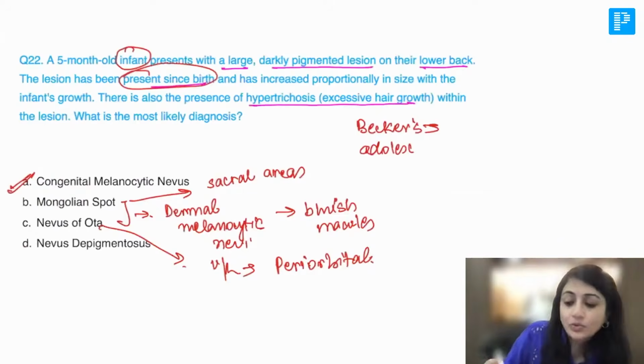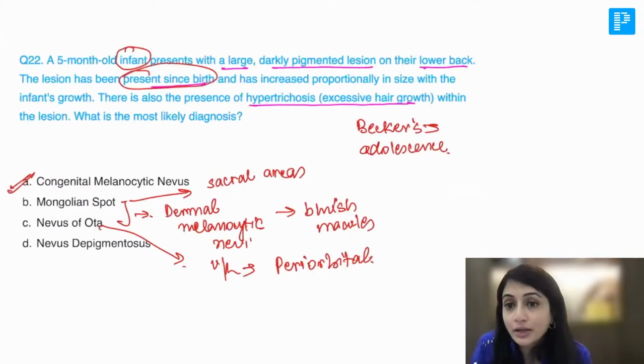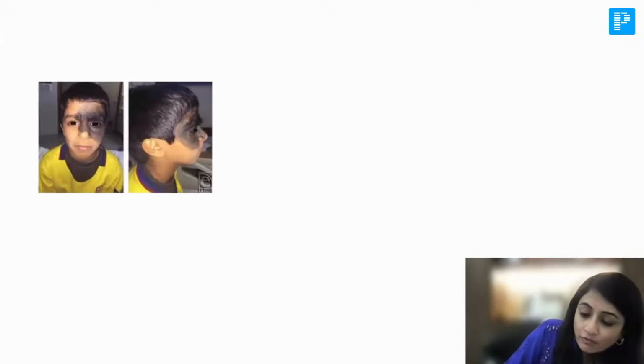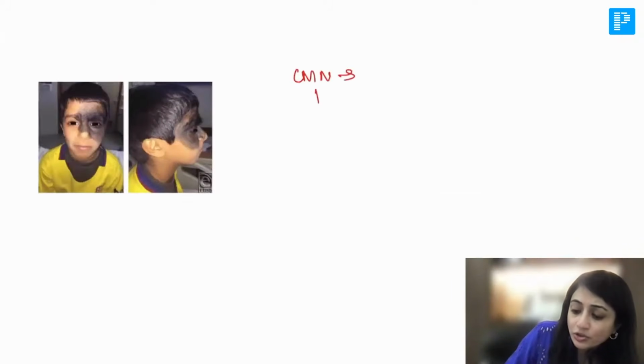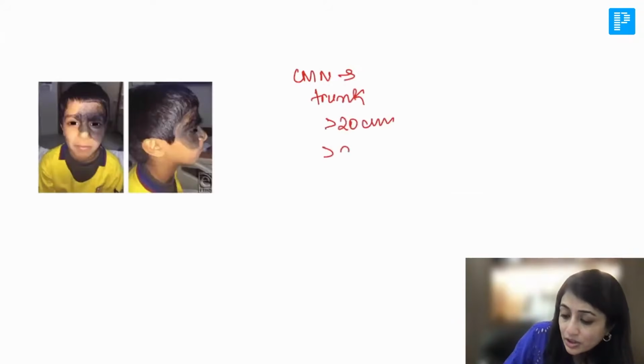It can present with a hyperpigmented lesion with hypertrichosis, but during adolescence. So you are right. This is how congenital melanocytic nevi look. You have deeply hyperpigmented lesions with hypertrichosis. Now, if you have CMN present on the trunk, and it is a large lesion, more than 20 centimeters, with satellite lesions, then this is an important precursor for melanoma.